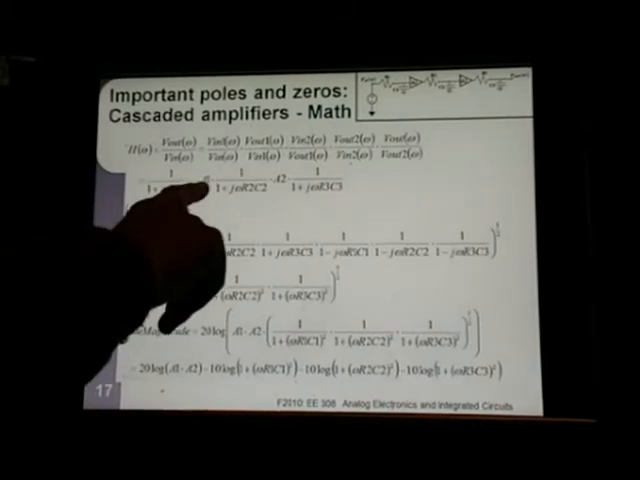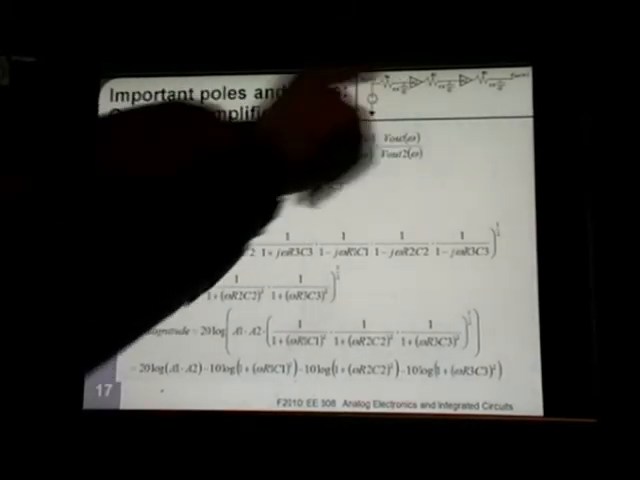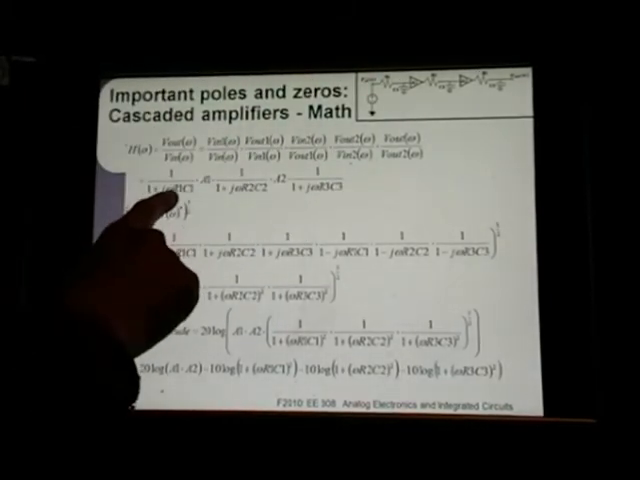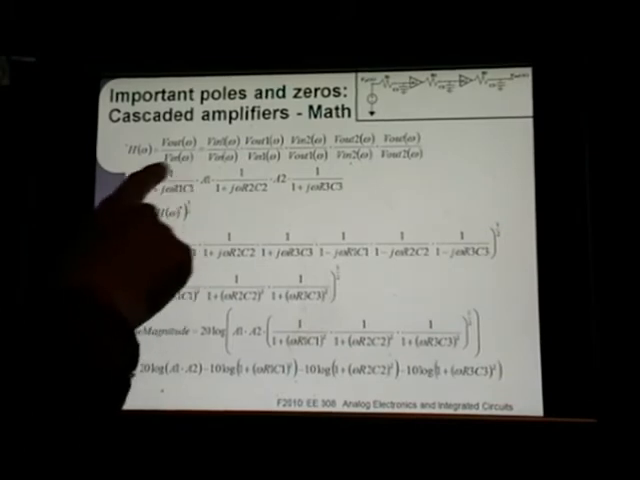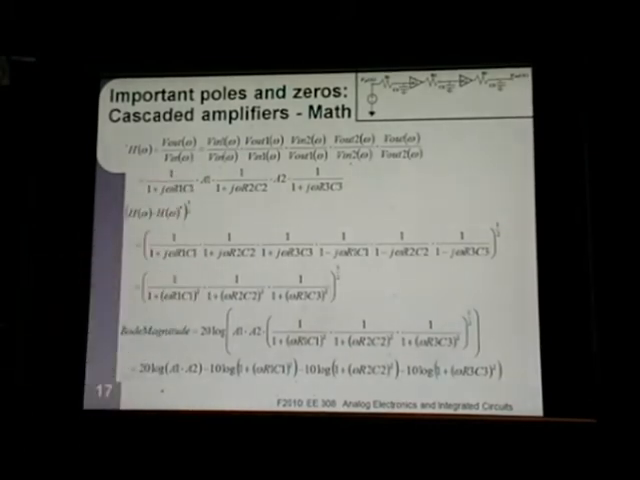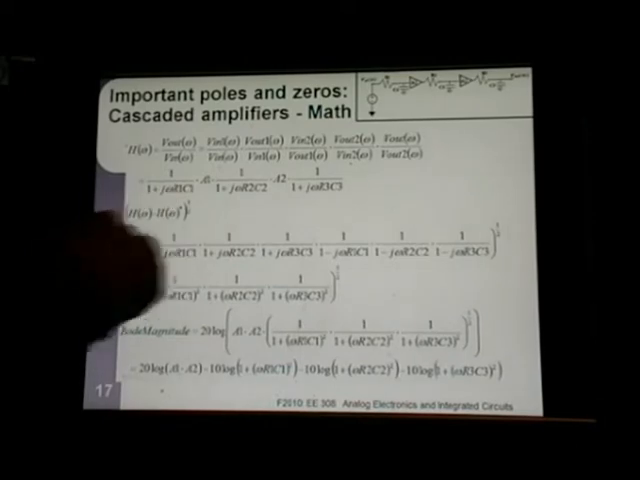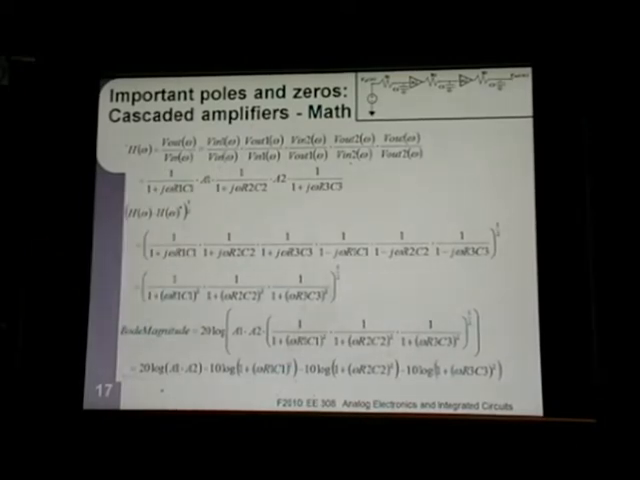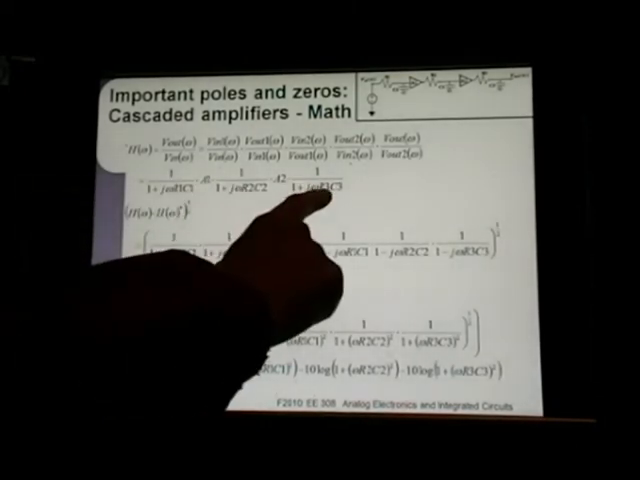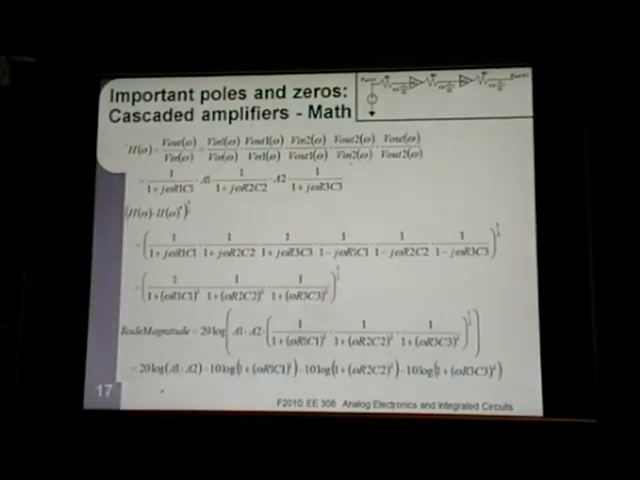Right? So there's A1 and A2. These other guys are low-pass filters, and we've seen that low-pass filters give you an equation like this with a pole at omega equals 1 over R1C1. And for each of those filters, we have a term for those two.